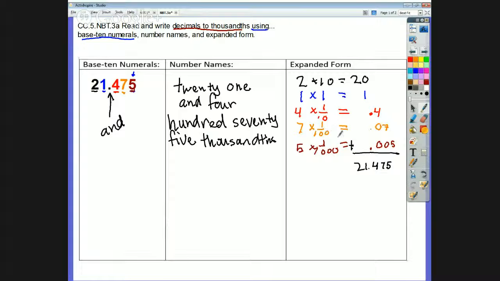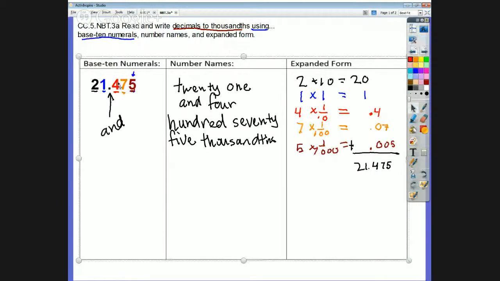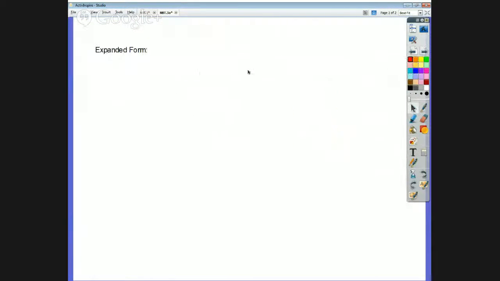This is a good way of understanding it, but we don't actually write it like that. When we have this number, and I'm just going to go ahead and copy this over, when we have this number and we want to write it in expanded form, most often we'll write it like this. We'll write it in expanded form with parentheses.